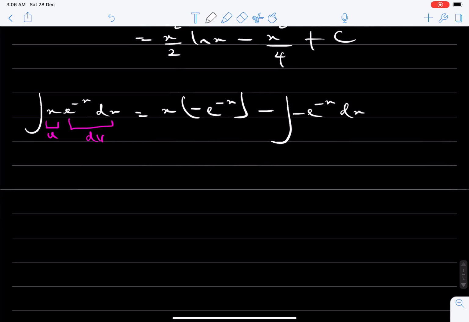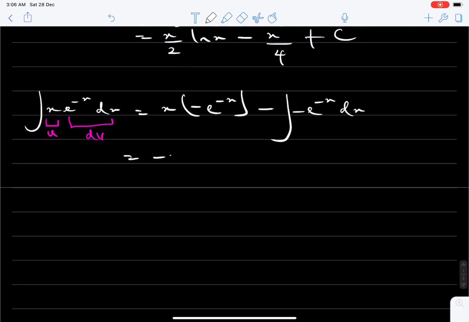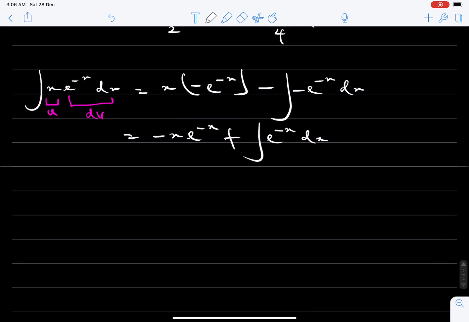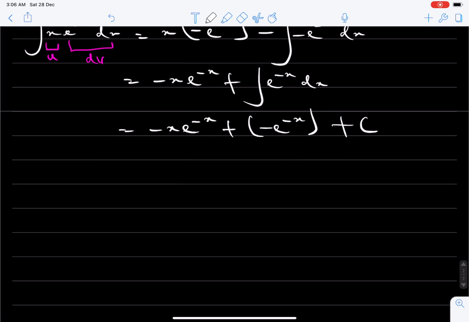du is dx, and that means minus x e raised to power minus x plus the integral of e raised to power minus x dx, and that is minus x e raised to power minus x plus minus e raised to power minus x plus c, which is minus x e raised to power minus x minus e raised to power minus x plus c.